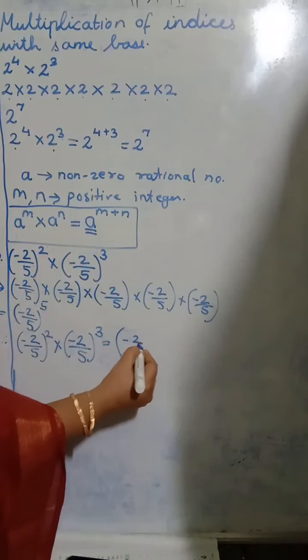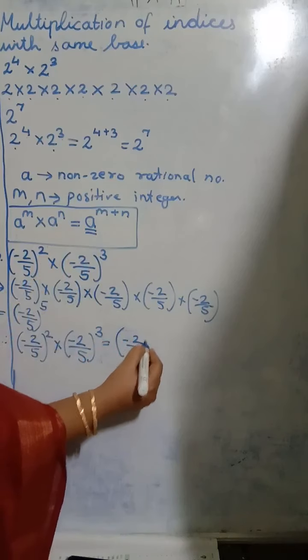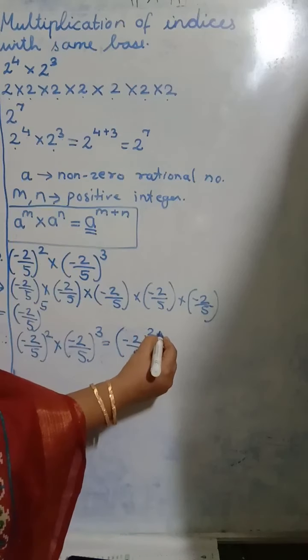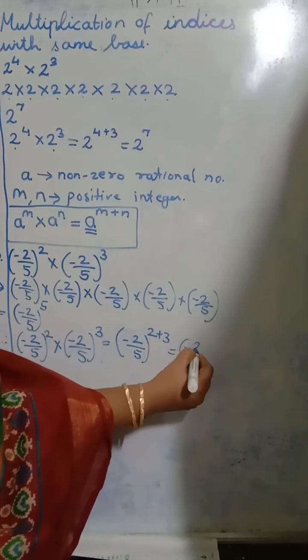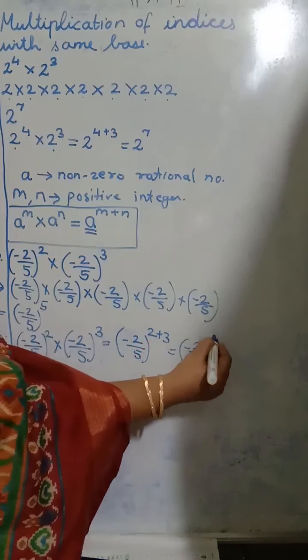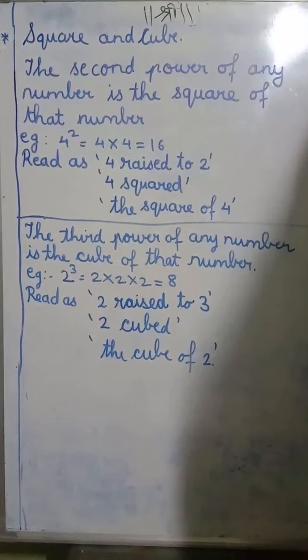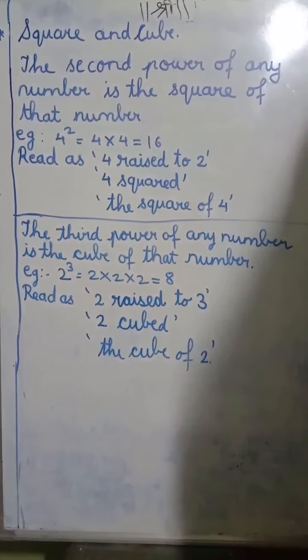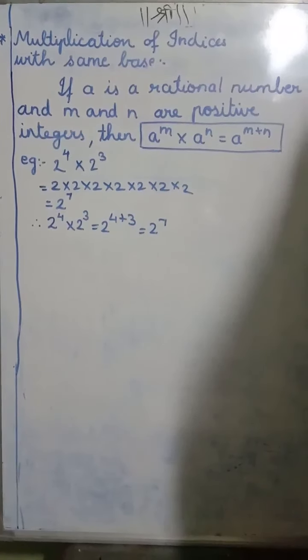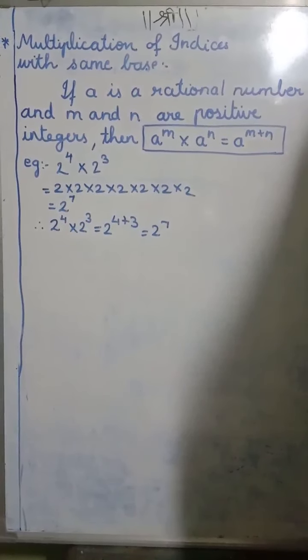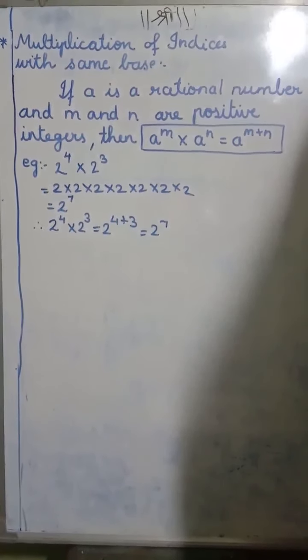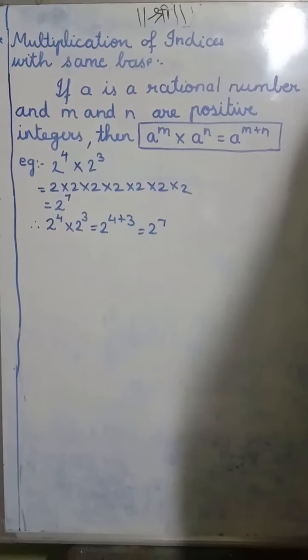That is negative 2 upon 5 raised to 2 plus 3, that is nothing but negative 2 upon 5 raised to 5. 2 plus 3 is 5. So in this way we are going to solve multiplication of indices with same base. So now write down the notes of square and cube. These are the notes of multiplication of indices with same base. Write it down and then you have to solve practice set 27.